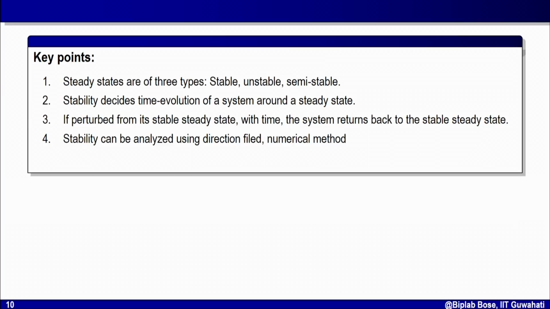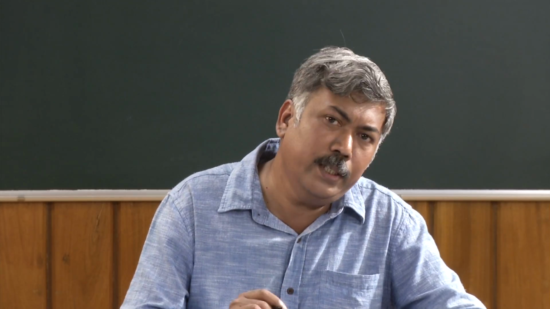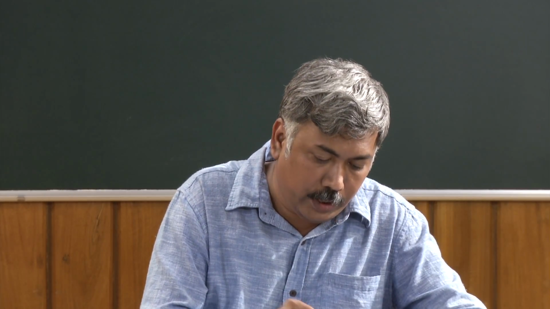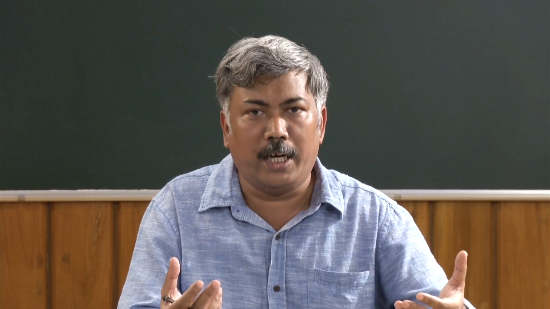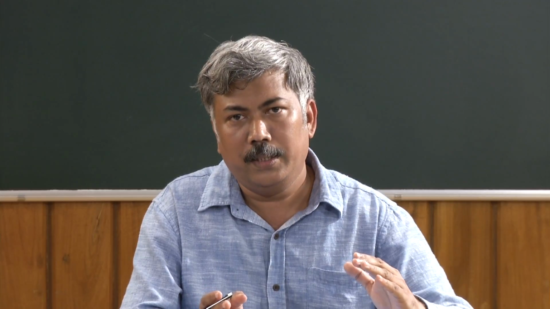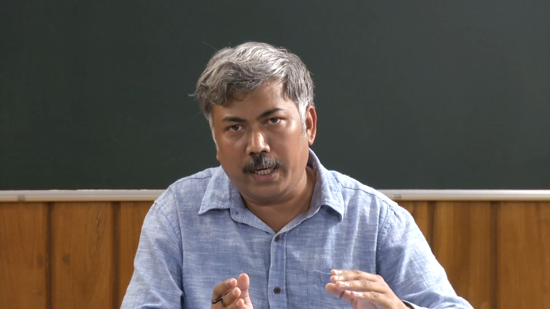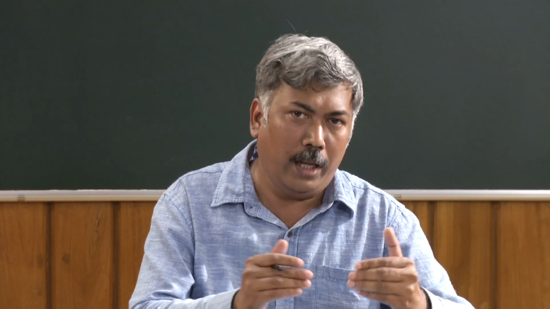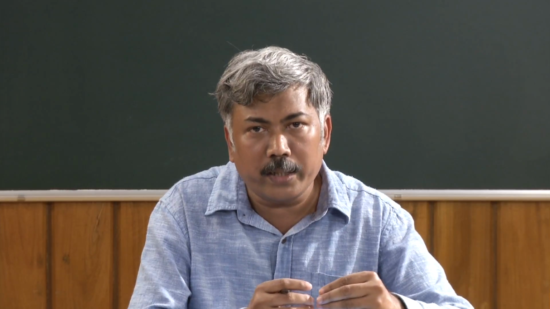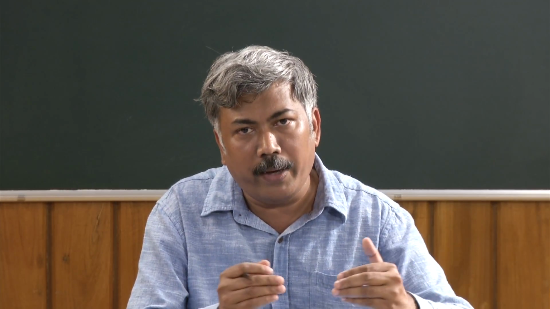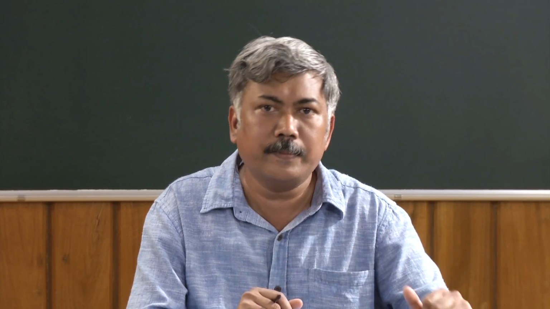Let us now jot down what we have learned here. We have seen that a steady state can be of three types: stable, unstable, and semi-stable. Stability analysis also helps us to understand how the system or the dependent variable will evolve with time around the steady state. If you have a stable steady state, and if you start near that stable steady state, you will collapse at that stable steady state. If you are at a stable steady state and if you perturb the system slightly, it will again come back and collapse at that stable steady state.